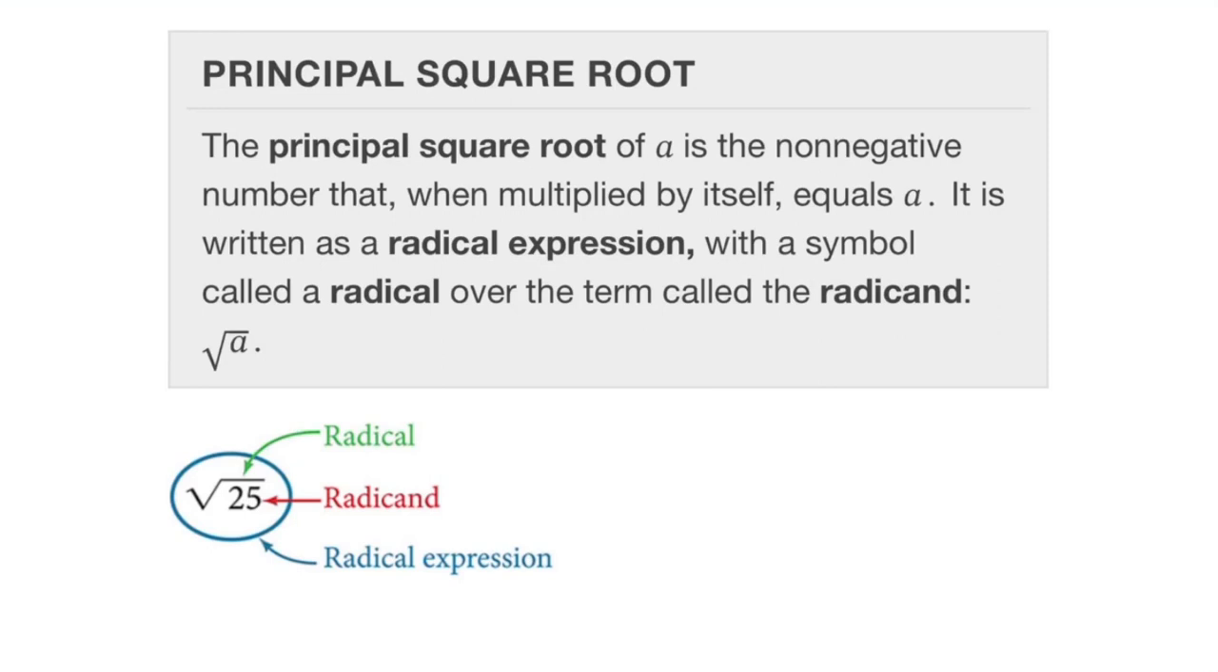Principal square root. The principal square root of a is going to be the non-negative number that when multiplied by itself equals a. It's written as a radical expression with a symbol called a radical over a term called a radicand, right? So you have the square root symbol, that's called the radical, and the radicand is the thing inside the square root, right? And the whole thing together is called a radical expression, right?